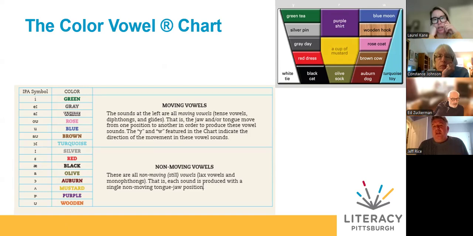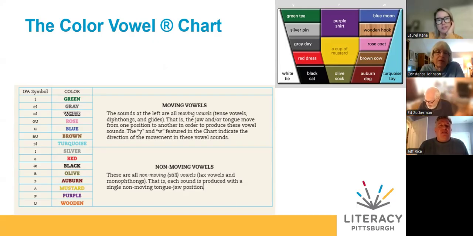You might have learned in school the term schwa, a cup of mustard, the schwa. That's sort of just the neutral vowel sound. Like when we're talking quickly, instead of "I want a piece of paper," we say "I want a piece of paper." Schwa is in the middle here, a cup of mustard. So that's the general shape of the chart.